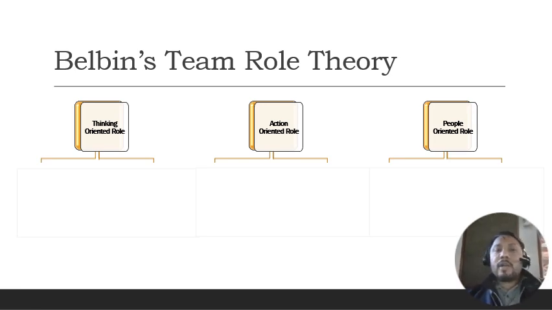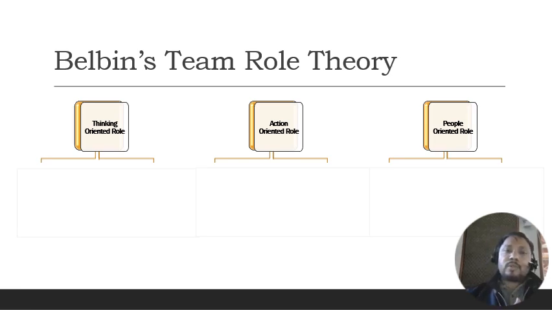So the thinking oriented roles, these people are the innovators of any team and they like new ideas, igniting the spark of new ideas and opportunities in any team.